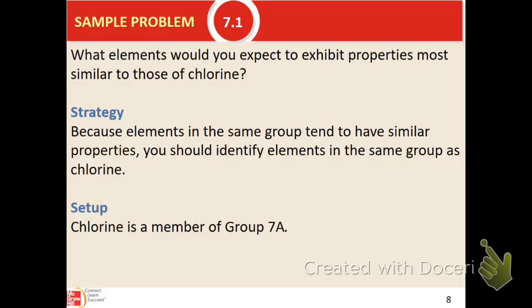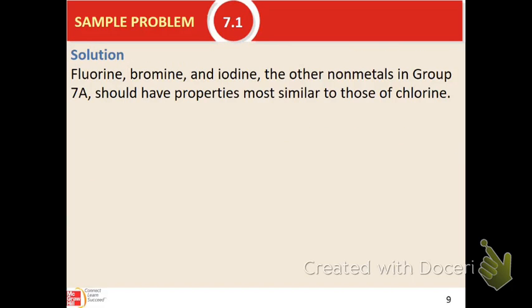Those include fluorine, bromine, iodine, and astatine as well. So those are the ones that you would list. Fluorine, bromine, and iodine are the other nonmetals that are also in that group. Astatine, you see, is a metalloid. So even though it's in that same group, it's perhaps not going to exhibit the exact same characteristics as chlorine, because it's a metalloid rather than a nonmetal. So be careful about those kinds of things. All right.